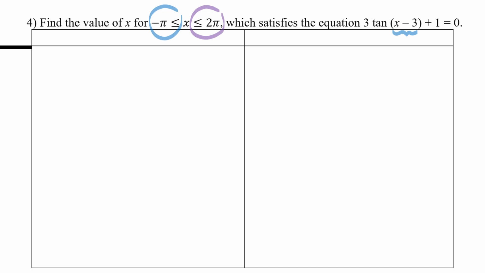All right, but if you do it in a systematic way, if you understand the concepts, and if you remember the steps, it's not difficult. So step number 1, we have to find the new range. Your final answer must be the value of x, which is between negative pi and 2 pi. However, before we can reach that, we have to find the range for x minus 3.